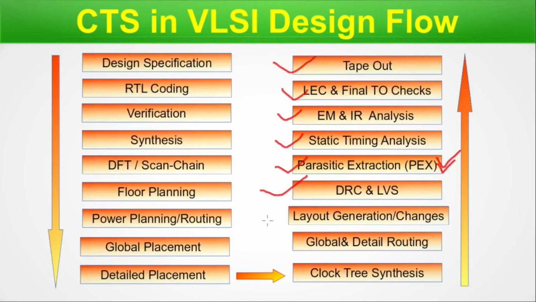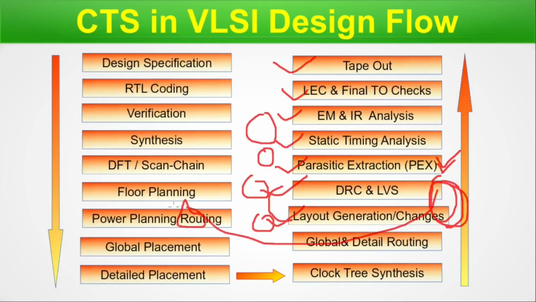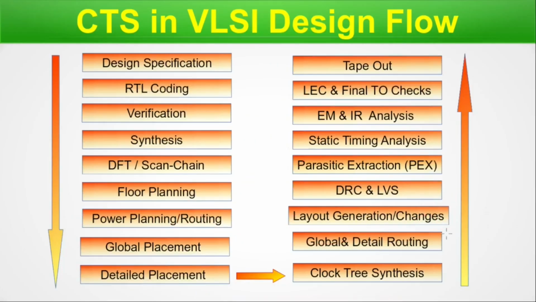So don't think any step happens in one single go. Each step has to be iterated multiple times. Maybe these two are interrelated, so the iteration will happen in between these two. Or in case it has to go back up to this planning stage, right? It has to go back to planning and then it has to come back. So any of the stages here has to be iterated multiple times.